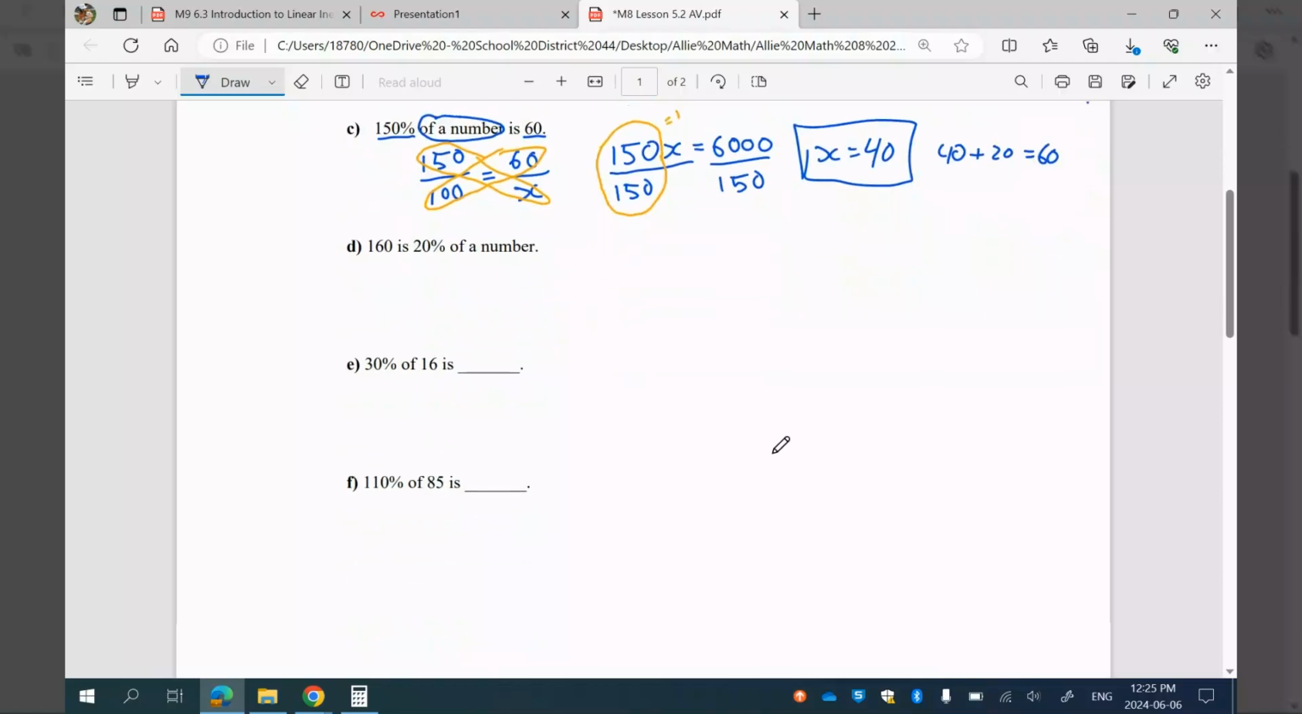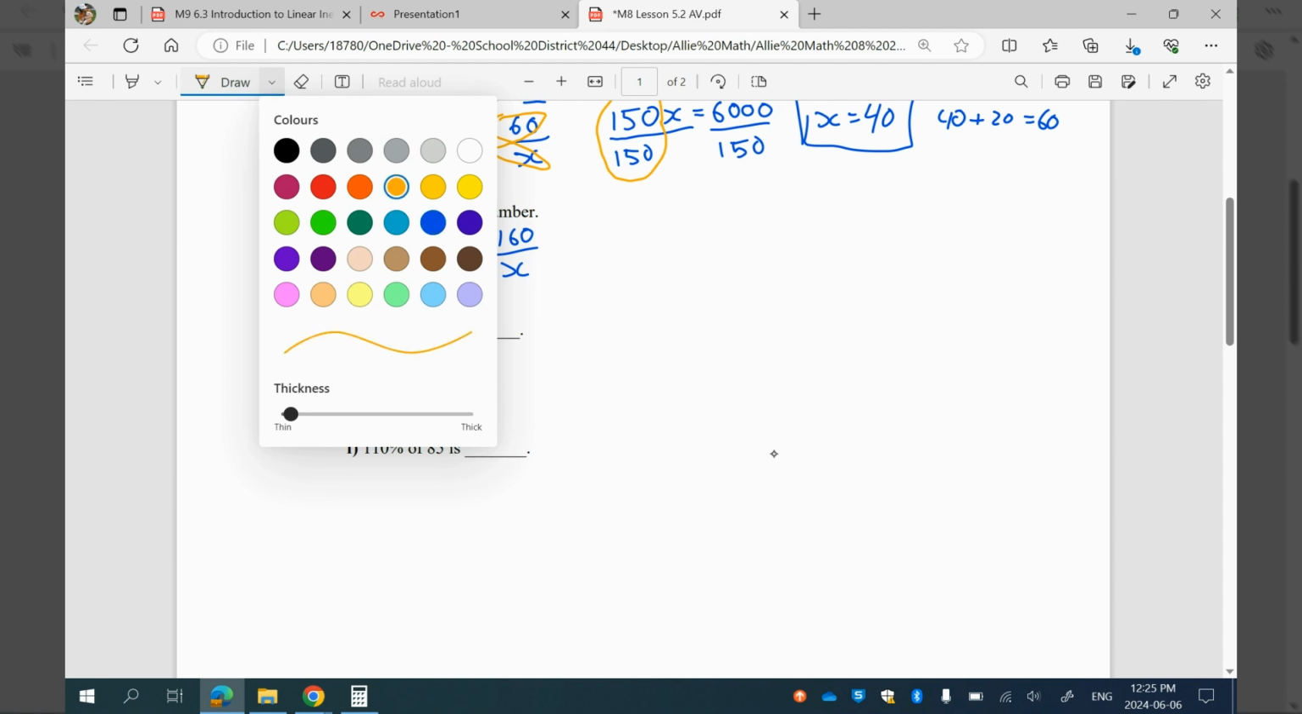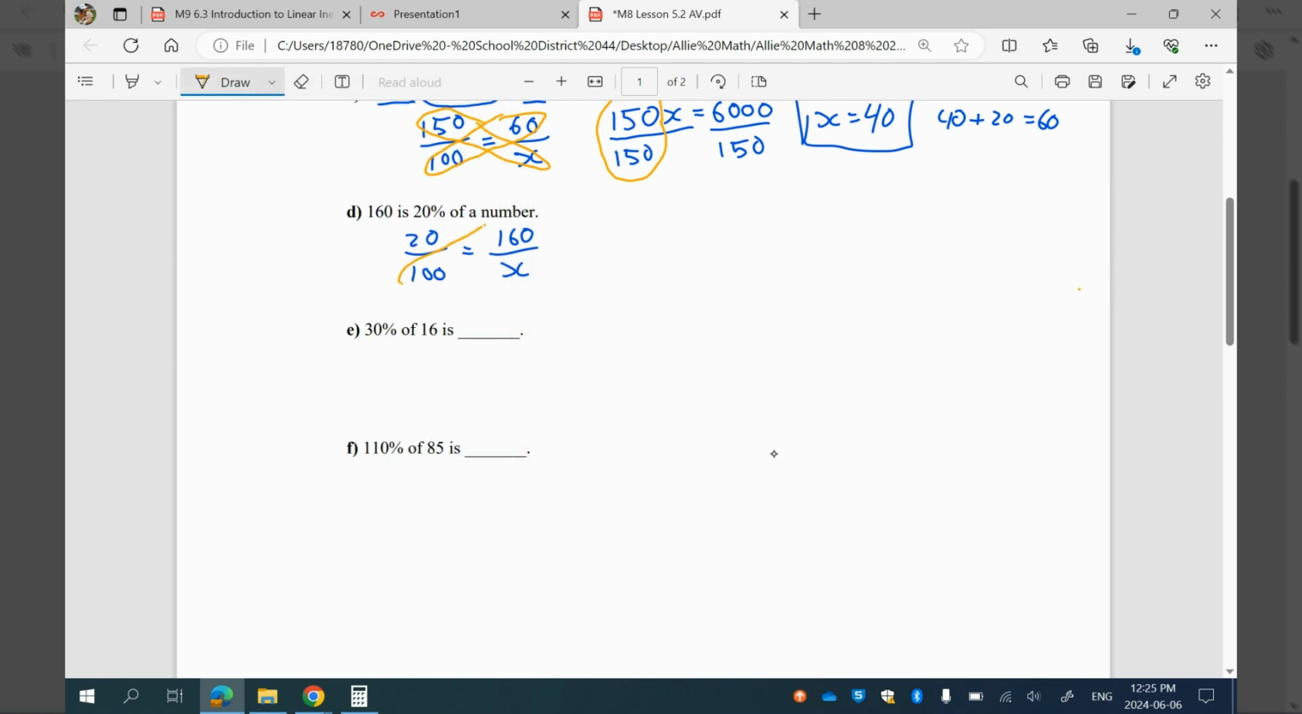Okay, got cut off. Let's keep going. So same formula, 160 is 20%. So let's put our 20 in the percent spot. And 160 is 20% of, we don't know. So let's look diagonal. Let's multiply our two that are a number and divide by the third.